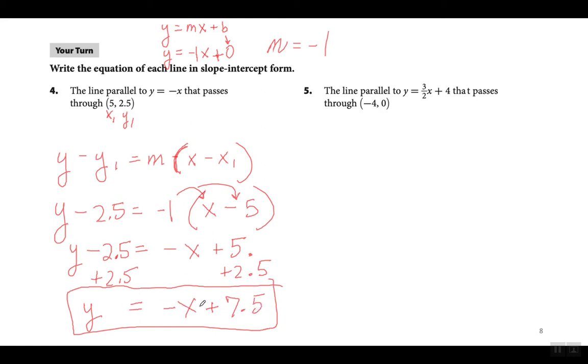Okay, ahí está la ecuación en slope-intercept form. El slope es negativo 1, igual que en este. Y el y-intercept es 7.5.